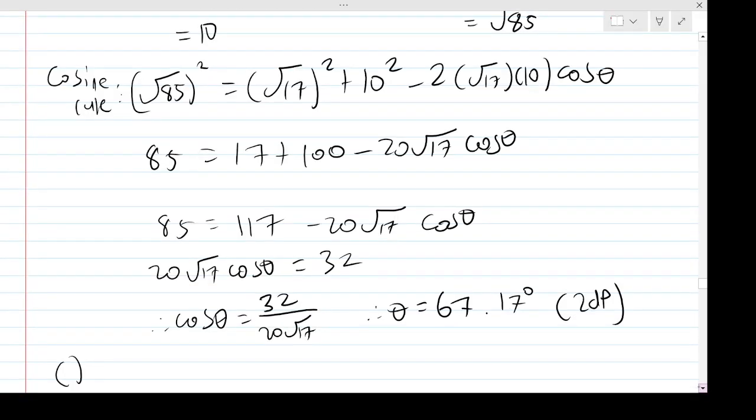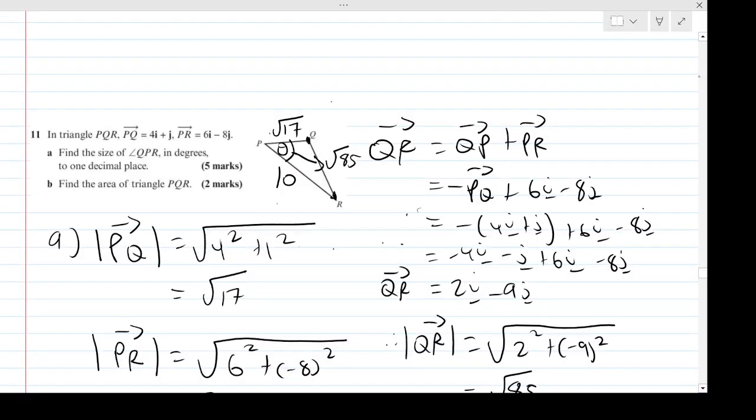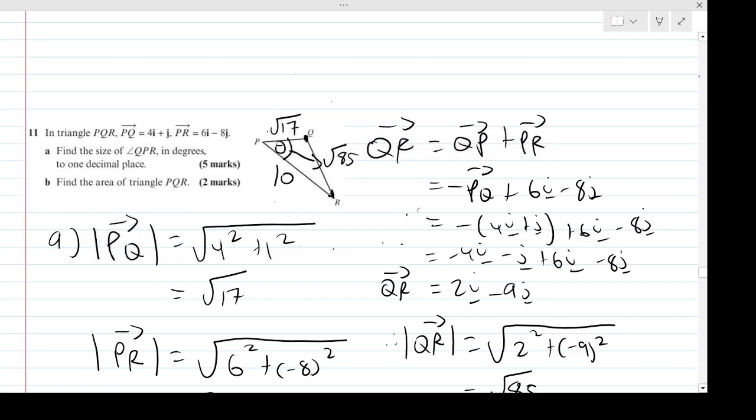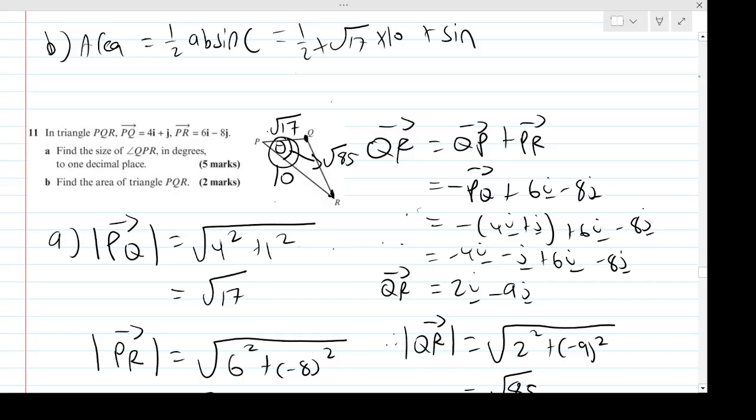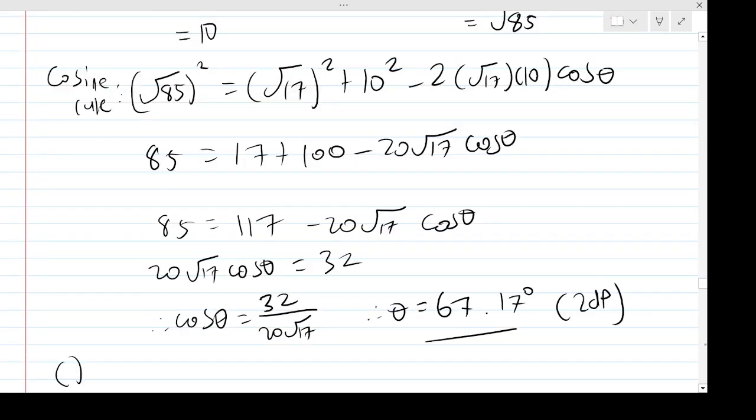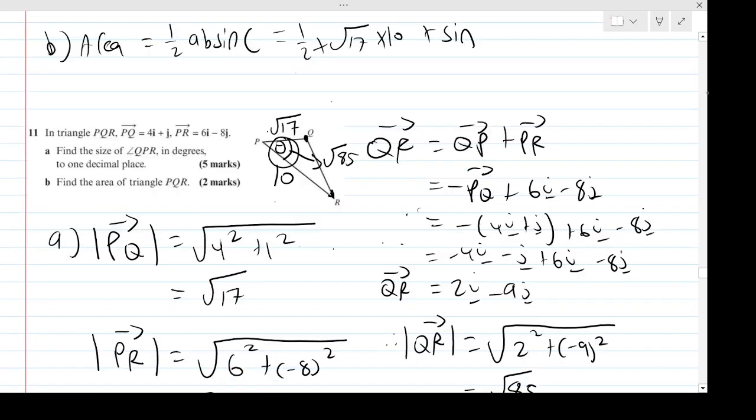Then part C said to find the area. Now, the area is going to be half ab sine C, right? So the angle is this angle here, and the 2 sides next to it are root 17 and 10. So the area is going to be half ab sine C, with the angle C being theta. So it's half times root 17 times 10 times the sine of the theta that we found, which was 67.17.